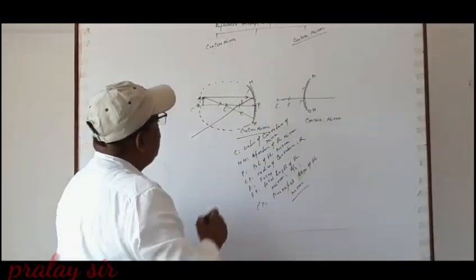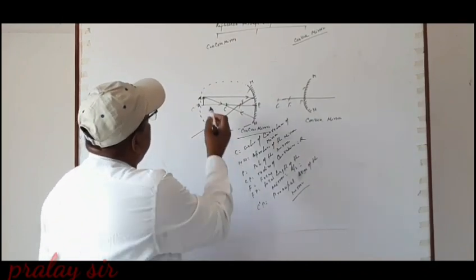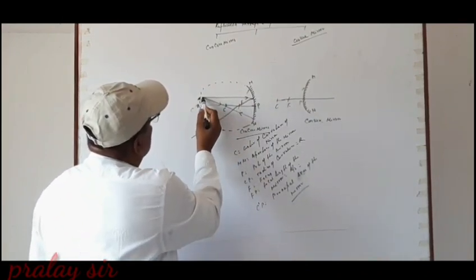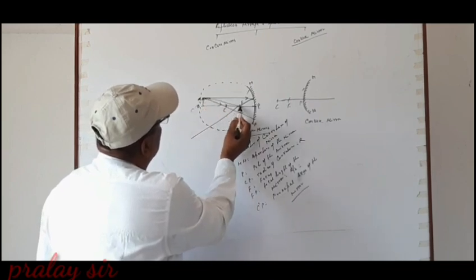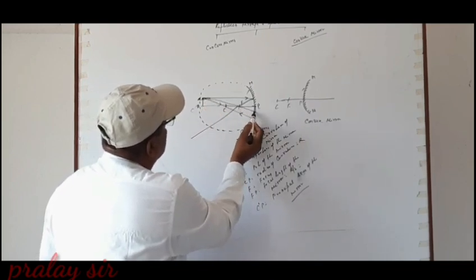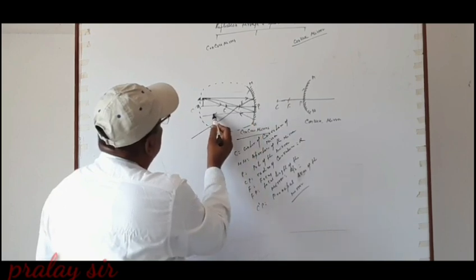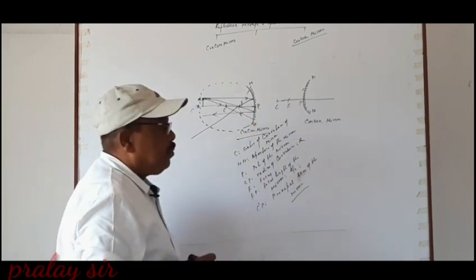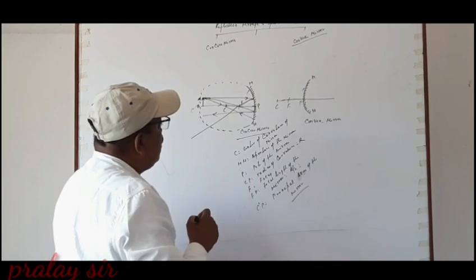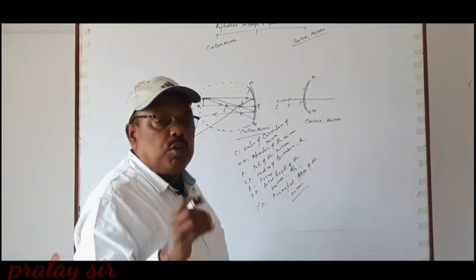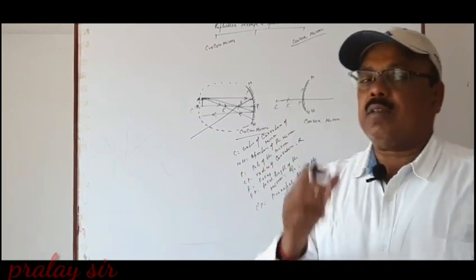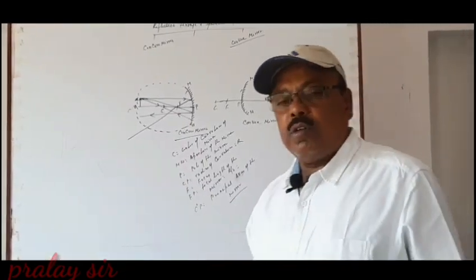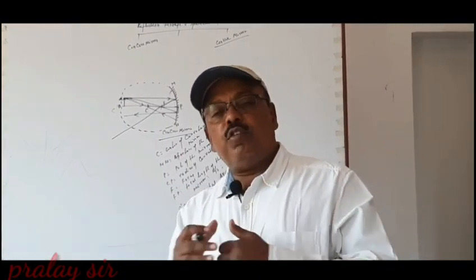Now the two rays: any ray we can draw from here passing through the focus, after the reflection it becomes parallel to the principal axis. These three convenient rays: if a ray parallel to the principal axis is incident on a spherical mirror, after reflection it goes through the focus. The reverse case is also true.